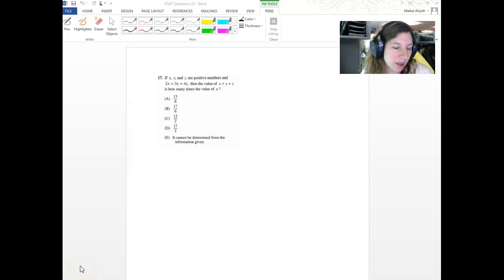Okay, these are three practice SAT questions that I'm going to go through. For the first one, if x, y, and z are positive numbers and 2x equals 3y equals 4z, then the value of x plus y plus z is how many times the value of x? So they're essentially asking us to compare x plus y plus z with x. How do these two compare?